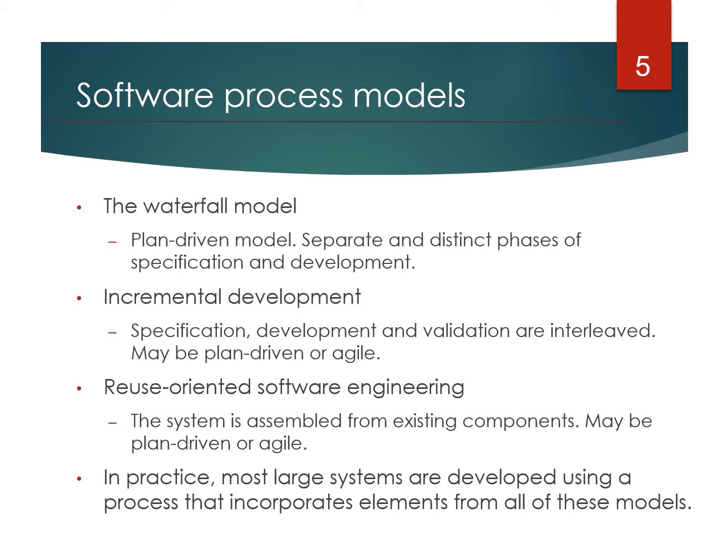The third process model is called reuse-oriented software engineering. This is a kind of process model that is performed when the development of a system is done on existing components, meaning that the software is already there. Maybe they want to update it or extend it. Reuse-oriented software engineering might use plan-driven or agile. In large systems, sometimes they mix these process models.